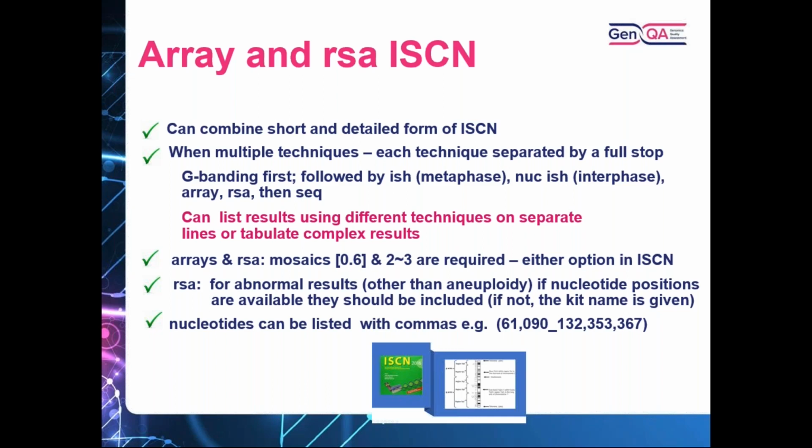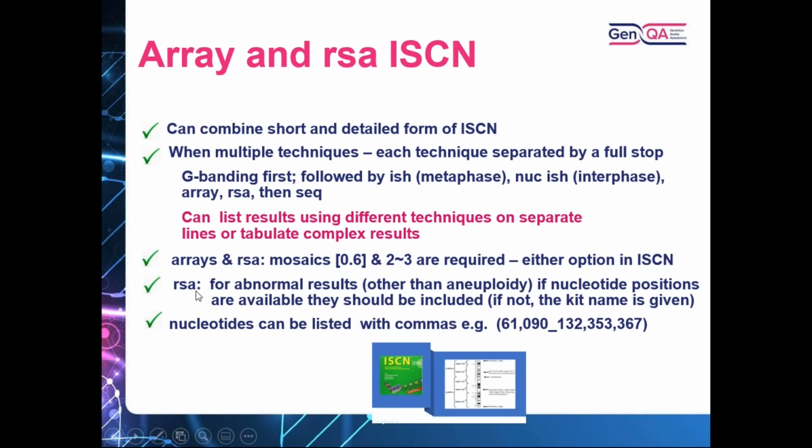Now, I've shown you loads of results with mosaics where you put the number of cells you've analysed in brackets, which works for FISH and works for G-banded. It does not work for array and RSA because you haven't got a number as such. You might be able to quantify the level of mosaicism, say it was 60%, in which case you would put it in brackets 0.6, but if you can't quantify it, you put 2 tilde 3. So it's between 2 to 3 copies. You can use either option, it's entirely up to you.